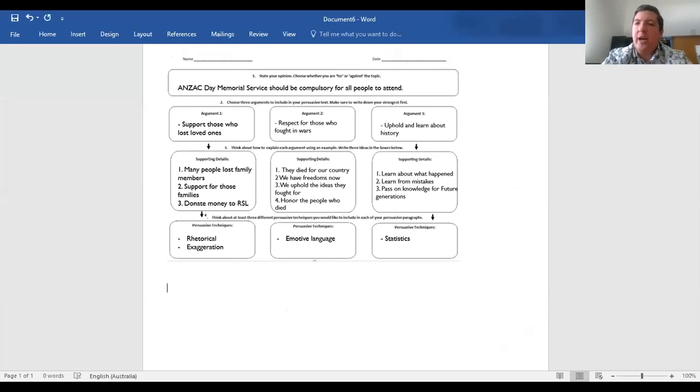Like I said earlier, we're going to write a triple imagine introduction today. Triple imagine means that we're going to use the word imagine three times. So we're going to have a four-sentence introduction. The first three sentences are going to begin with the word imagine. Our title at the top is the same as Melanie went through with you guys yesterday: Anzac Day Memorial Service should be compulsory for all people to attend. So we're saying that everybody should attend the Anzac Day service.